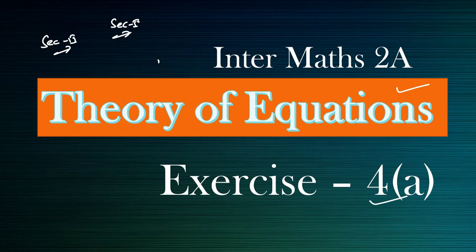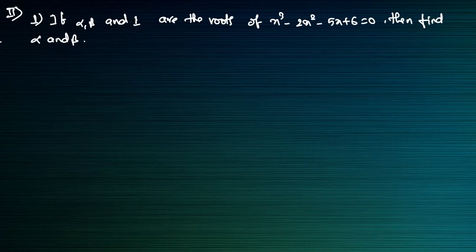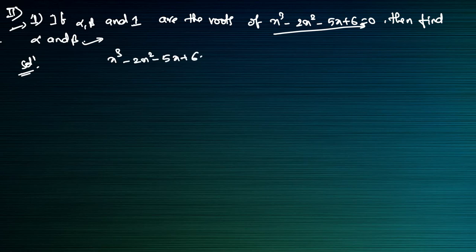Now start with the first question of section 2. The first question is: given that alpha, beta and 1 are the roots of the given equation, find alpha and beta. The equation given is x cube minus 2x square minus 5x plus 6 is equal to 0. So alpha, beta and 1 are the roots.